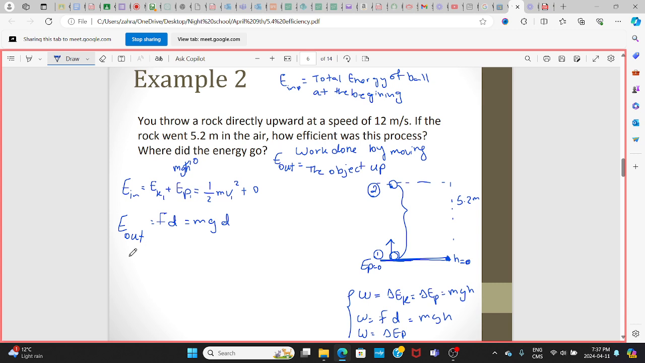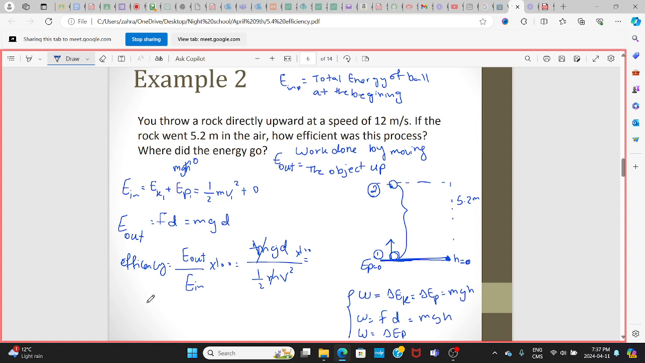So knowing the efficiency is output divided by input multiplied by 100. So is half, oh wow, okay, output is mgd divided by half mv power 2. The m's cancel. That would be multiplied by 100. I forgot that.